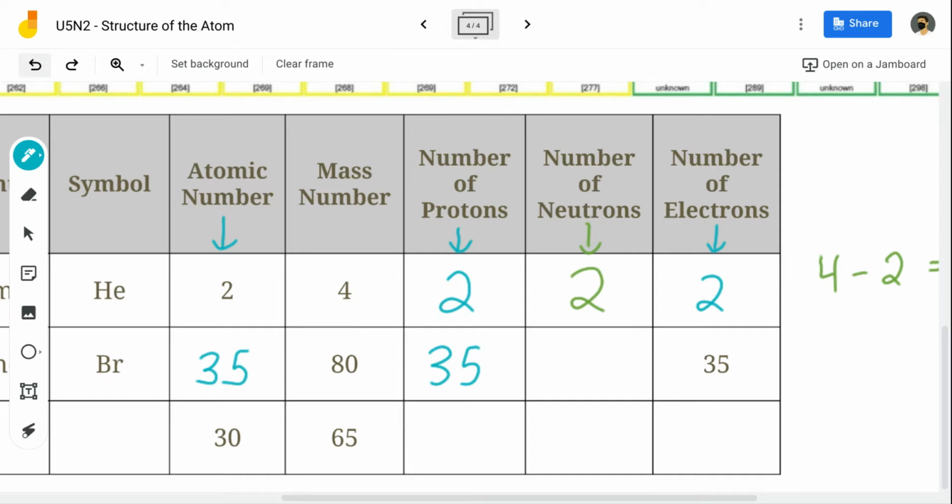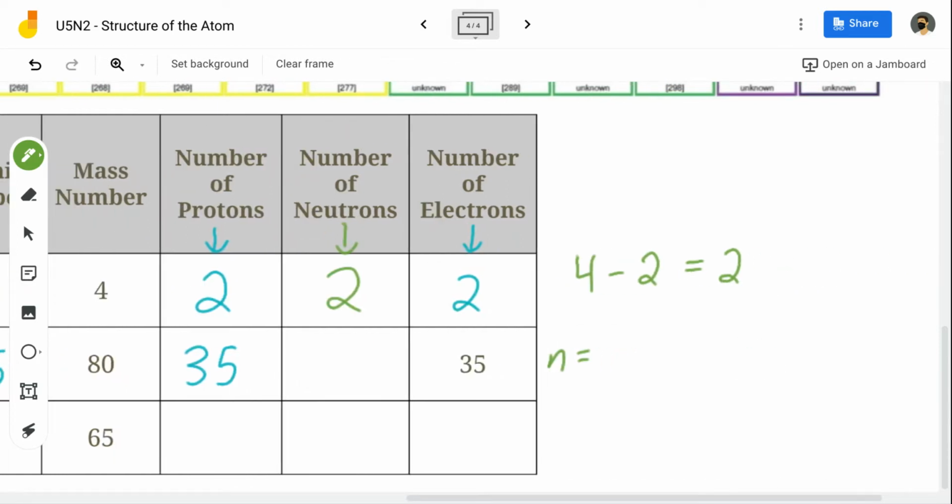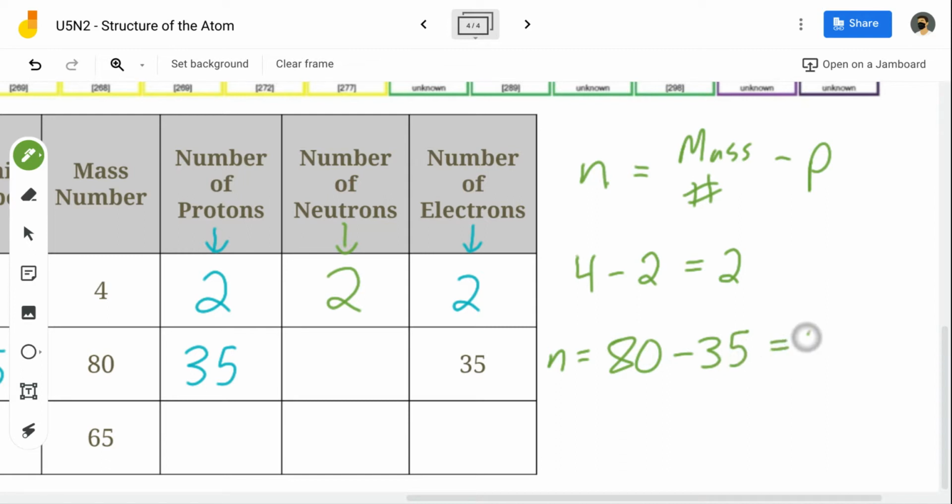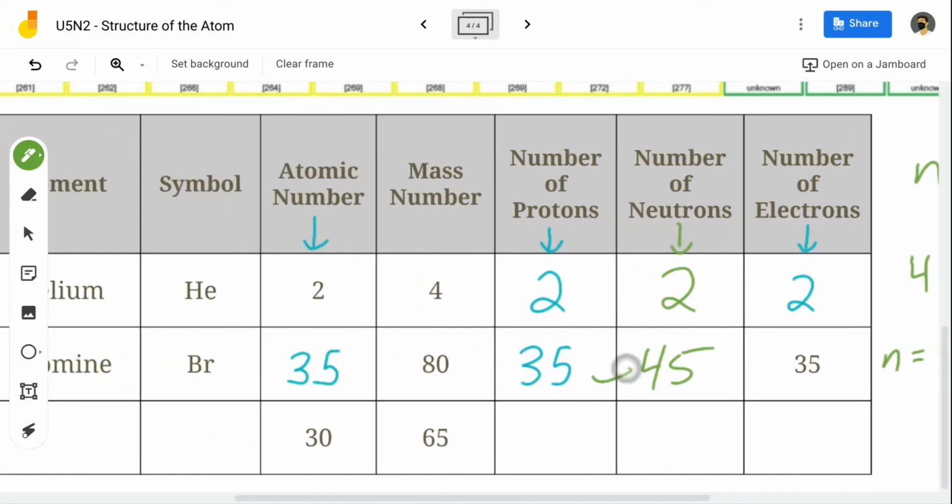For the neutrons, we have to do the math. So the number of neutrons is equal to the mass number minus the number of protons. And so our mass number for bromine is 80, and our number of protons is 35. The difference is 45, which is how many neutrons we have. And so now we can see that the number of neutrons and protons is not equal, and that is pretty common for them to be not equal.